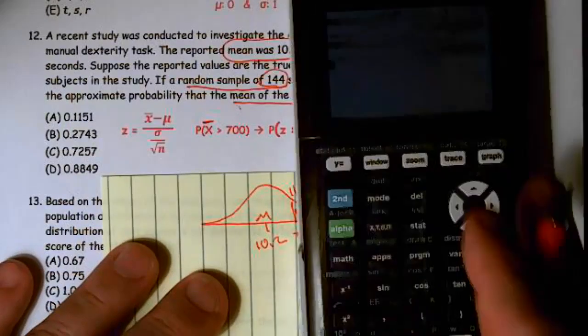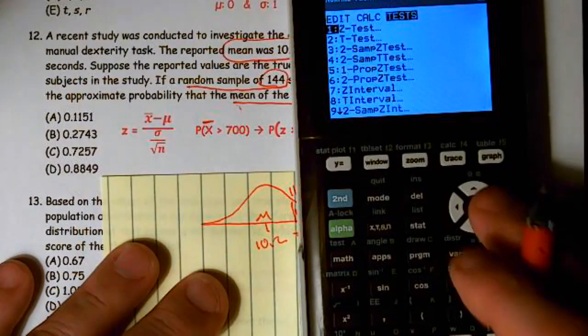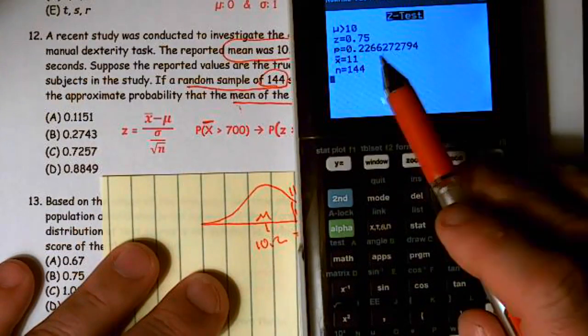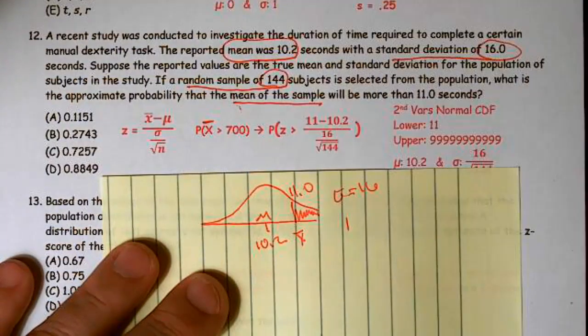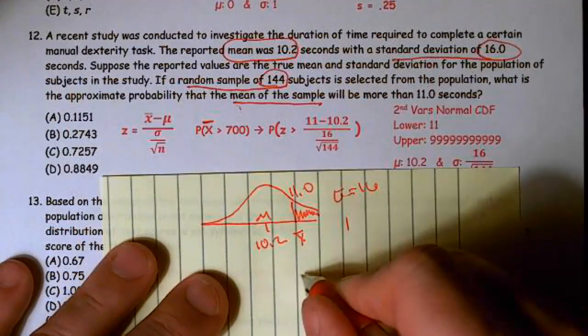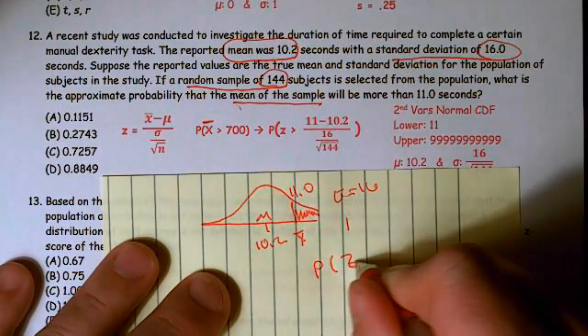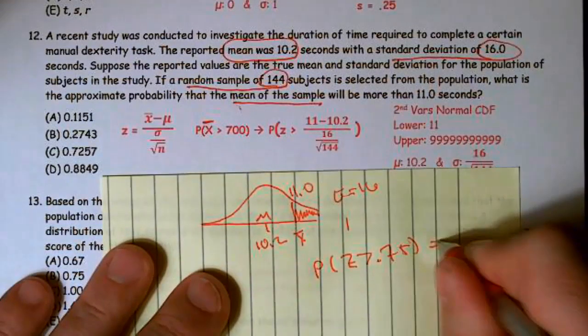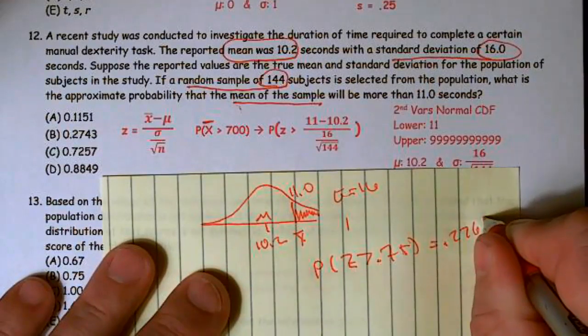And so I need to go stat test, Z test. Mean is 10. Standard deviation is 16. 11 is my X bar. Sample size 144. Calculate. We end up with the probability Z is greater than 0.75. So we want the probability that Z is greater than 0.75, and that equals 0.2266.